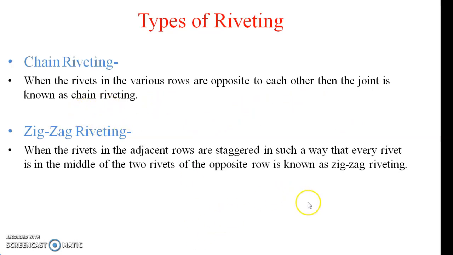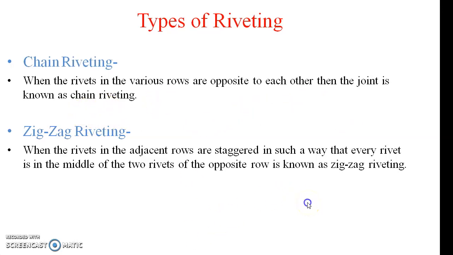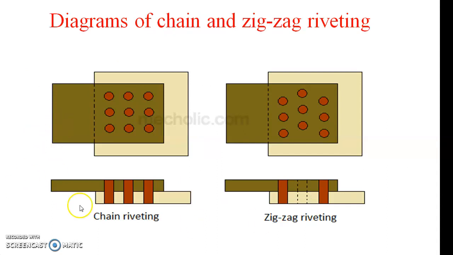And I am going to show you the diagram of chain riveting. Here, this is the diagram of chain riveting. See carefully, this is a lap joint. Chain riveting is used in both lap joints and butt joints, but here this is the example of a lap joint chain riveting. The plate overlaps another plate, and this is called a chain riveting joint.